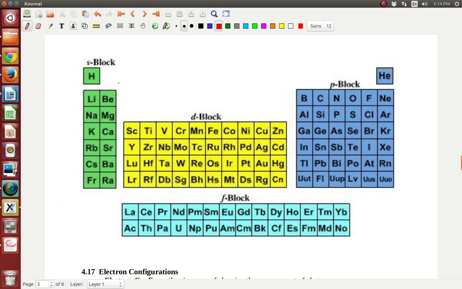These all need to be the same color, and I want you to also add helium to this position, because for the purposes of electron configurations, helium really sits in the S block. So you're going to have an S block, a D block, a P block, and an F block. And all 4 of those blocks need to be a different color.